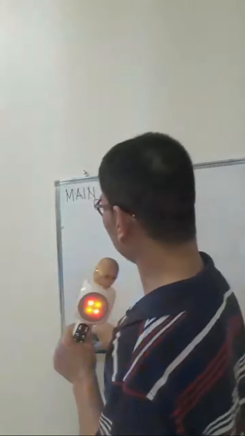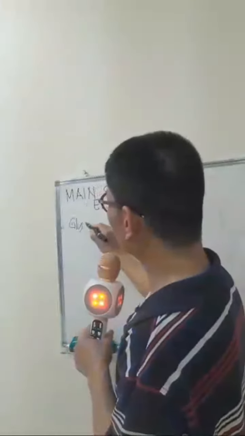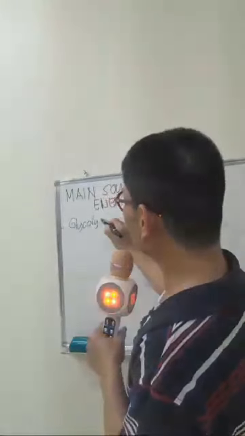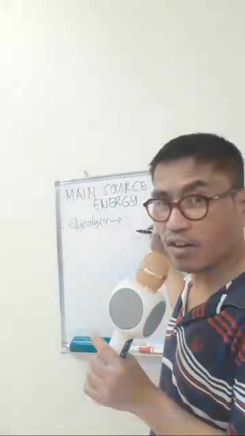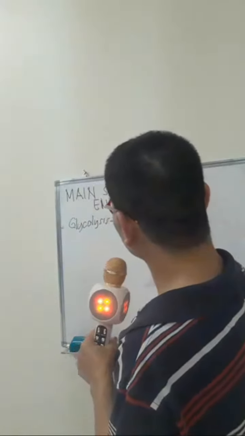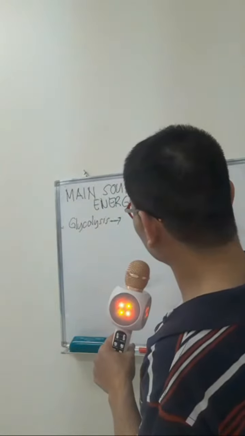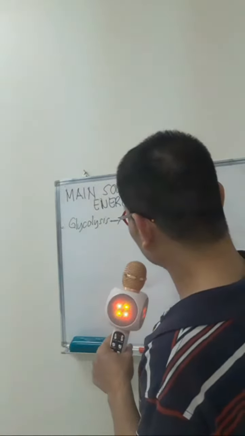Okay? Glycolysis, definition muna tayo. Glycolysis is the process of breaking down glucose. Okay? Glucose from your body, something like that. So, glucoses or glucose units, right?